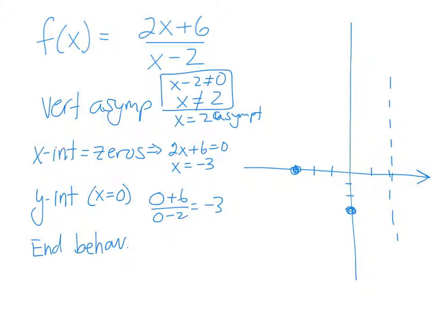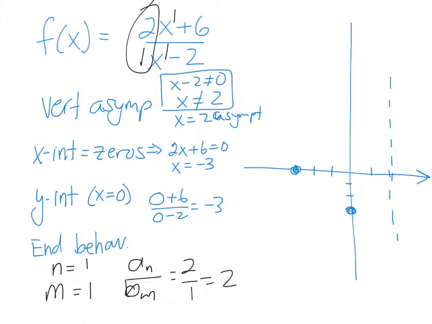What's the power of n? What's the n degree? 1, because this is a 1 up here, so that's 1. What's the m degree? 1, because that's a 1. So we're going to do the biggest power coefficient divided by the biggest power coefficient. That's what we do. So what does this come out to be? 2 over 1. We're taking this ratio, this 2 over 1, and that equals 2. So our end behavior is going to approach this horizontal asymptote.